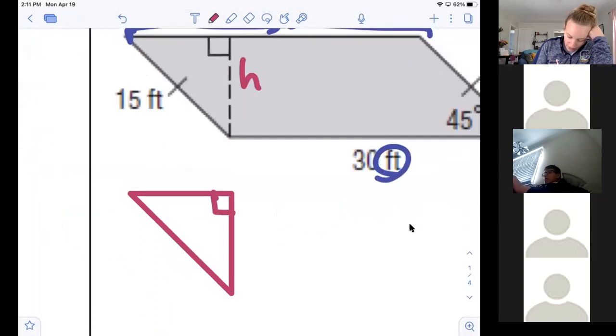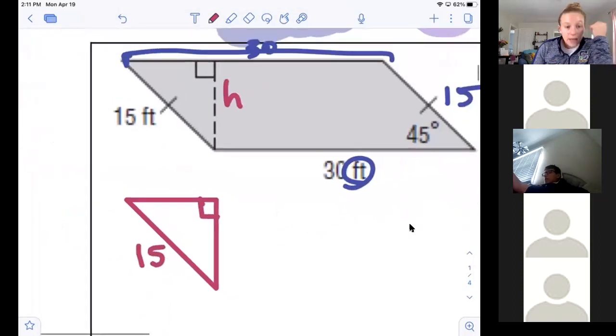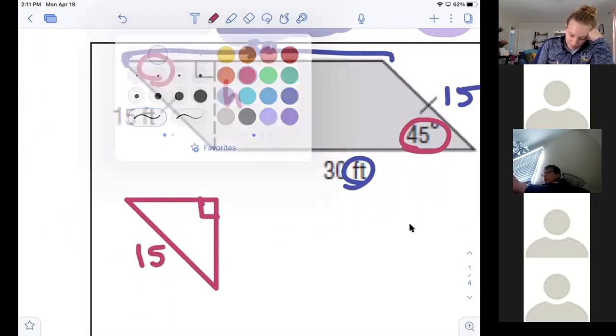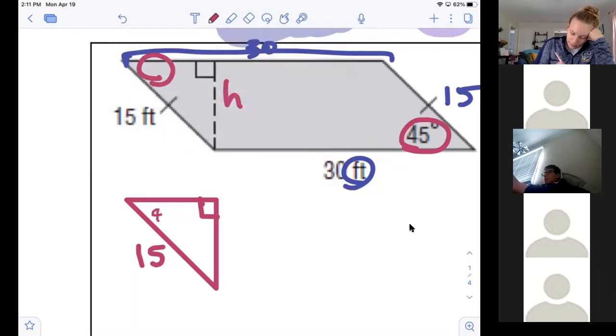I've got a 90-degree angle. I know this is 15. The one other thing that I need to know here is that my angle is 45. My angle in that bottom right corner is 45, which makes its opposite angle also 45. This is also 45, which makes the other angle in this triangle also 45. So now I've got this tiny 45, 45, 90-degree triangle.